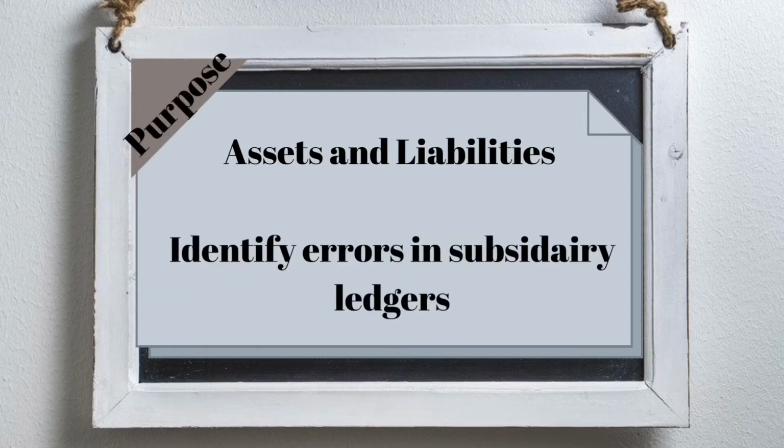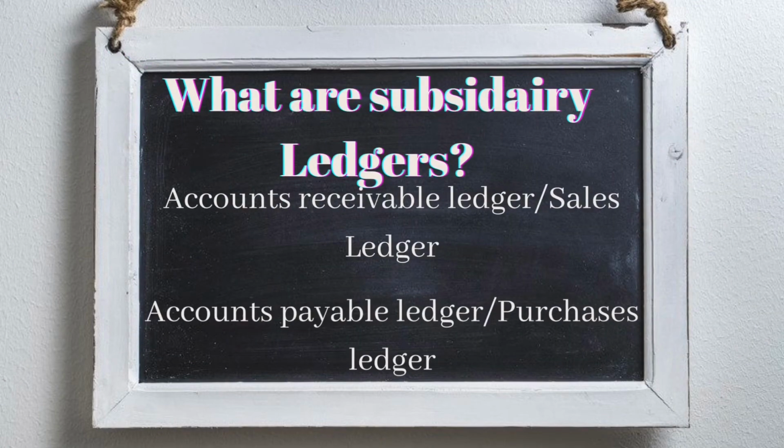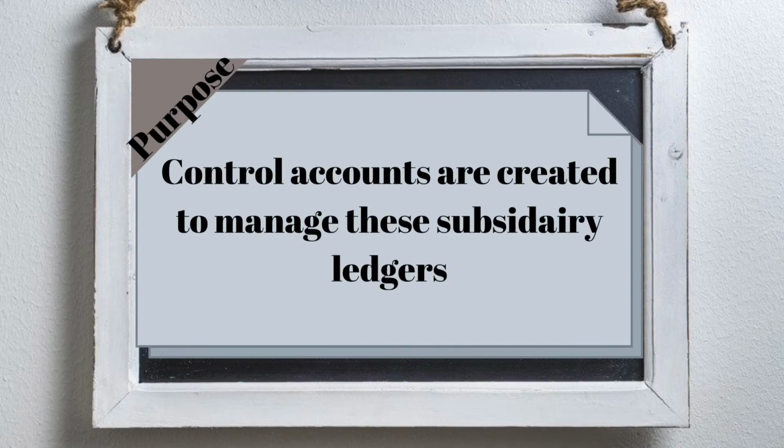Another purpose of the control account is that it identifies errors in the subsidiary ledgers. Now, the subsidiary ledgers, what are these? We keep speaking of them and we don't know what they are. These subsidiary ledgers are the accounts receivable subsidiary ledgers and the accounts payable subsidiary ledgers. These are used to record all sales related information and all purchases related information so that the control account can get its beginning and closing balance from it. So in other words, the control account is used to manage these subsidiary ledgers.